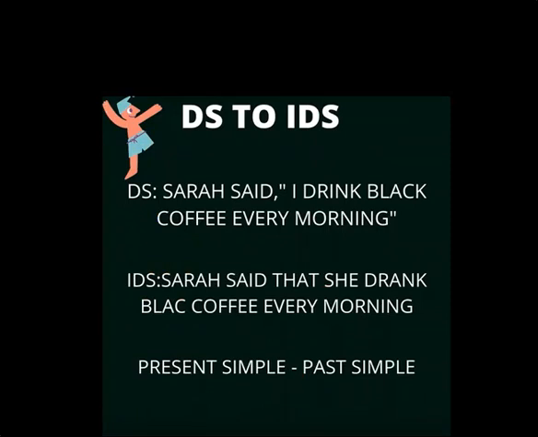So let's convert a sentence from direct speech to indirect speech. First is the direct speech sentence. Sarah said. The direct speech is what Sarah said exactly, inside the quotation: "I drink black coffee every morning." So this sentence is in present simple. Present simple is about routines and habits. It's Sarah's routine. Let's change it into past simple.